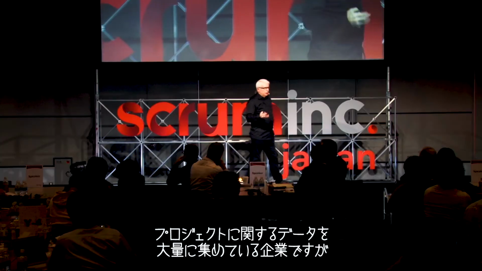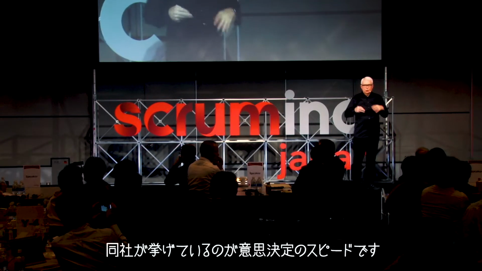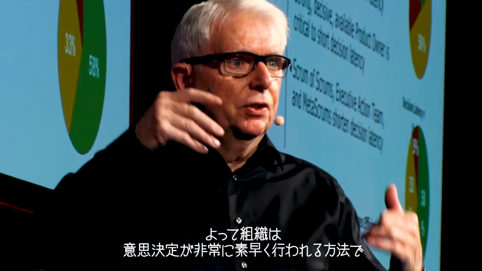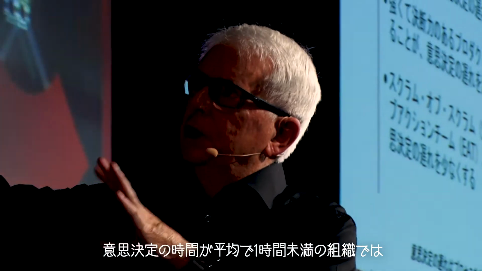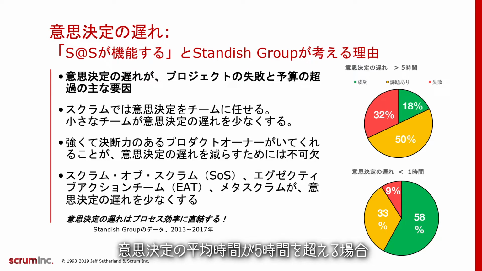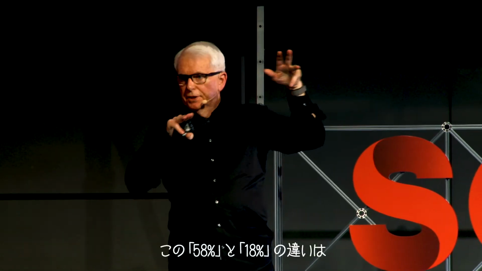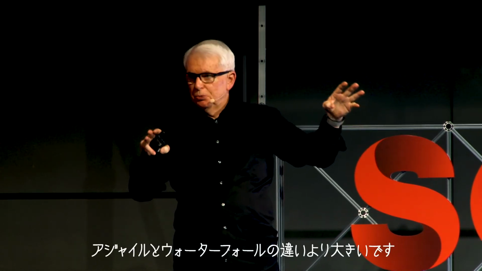Okay. The major reason why the Standish Group that collects huge amounts of data on projects thinks that Scrum works is actually speed of decision. So that organization needs to be scaled in a way that decisions happen really fast. So in organizations where the decision time is less than an hour on average, the success rate is 58% for projects. If the average decision time takes more than 5 hours, the success rate drops to 18%. That difference, 58% versus 18%, is bigger than the difference between Agile and Waterfall.